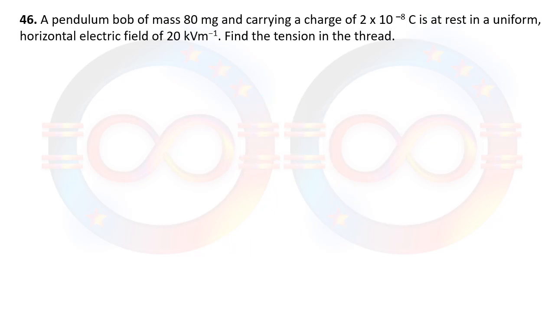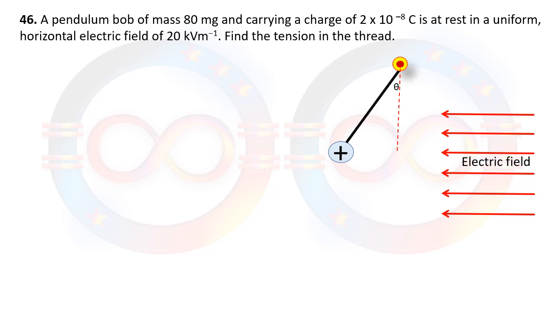Question number 46 is there, where a bulb of mass 80 milligram, carrying a charge 2 into 10 raised to minus 8 coulomb, is at rest in a uniform horizontal field. The field is given as 20 kilovolt per meter, or 20 into 10 raised to 3 volt per meter. Find the tension in the thread. Look at the situation where the charge we are going to take is at an angle theta.